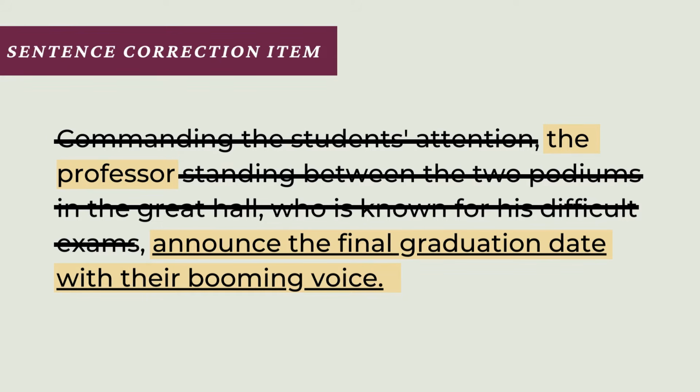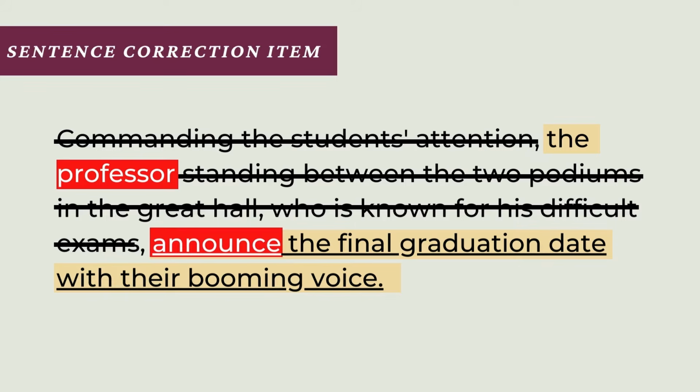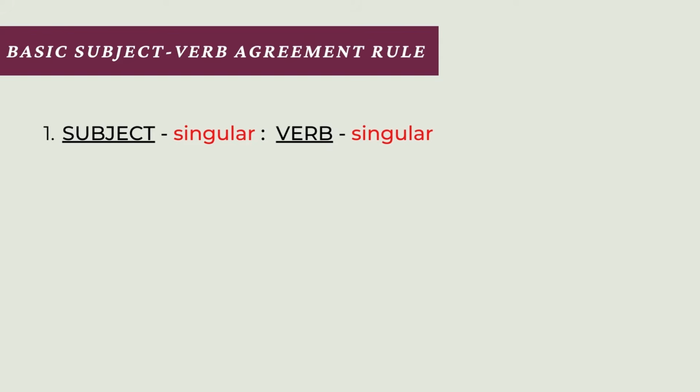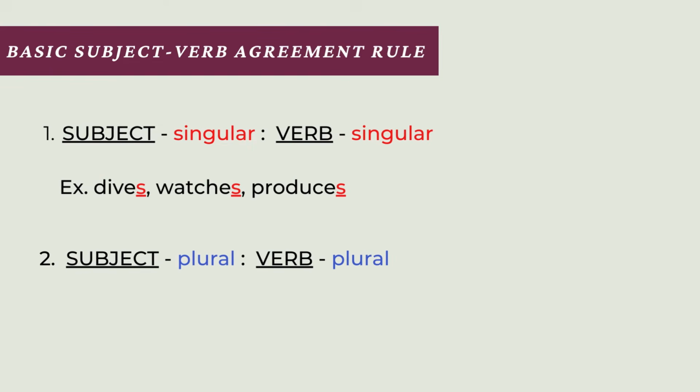Now that we've removed all the extra information, we can easily find the subject of the sentence, and that is the noun professor. After finding the subject, it's time to check if the verb agrees with it. Let's review the most basic subject-verb agreement rule. If the subject is singular, then the verb must also be singular. Singular verbs end with S, like dives, watches, produces. If the subject is plural, then the verb must also be plural. Plural verbs do not end with S, like dive, watch, and produce.